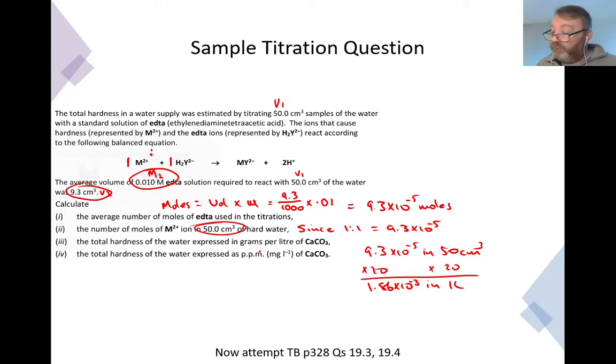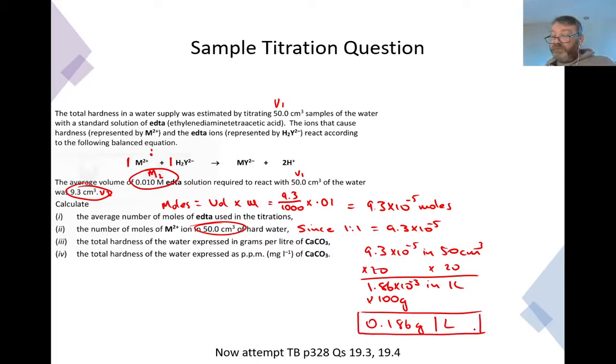And the last thing I want to do is turn it into grams of CaCO3. Now Ca is 40, C is 12, and O3 is 48. So that gives me lovely 100. So I'm now going to multiply it by 100 grams to get it into grams per litre. So 1.86 by 10 to the minus 3, so what's that? 0.00186 by 100. And that comes out as 0.186 grams per litre. Okay, so that's the first answer. That's the answer to part 3.